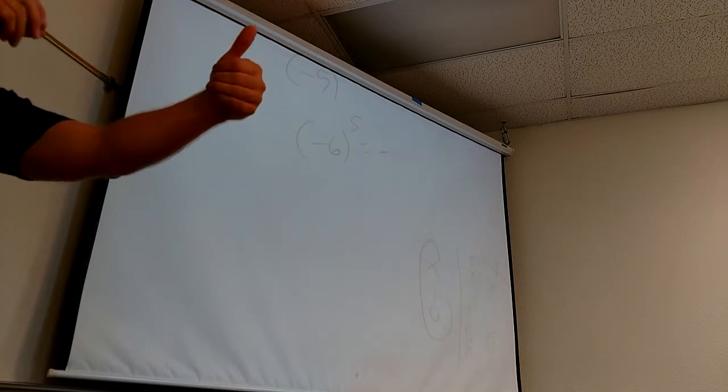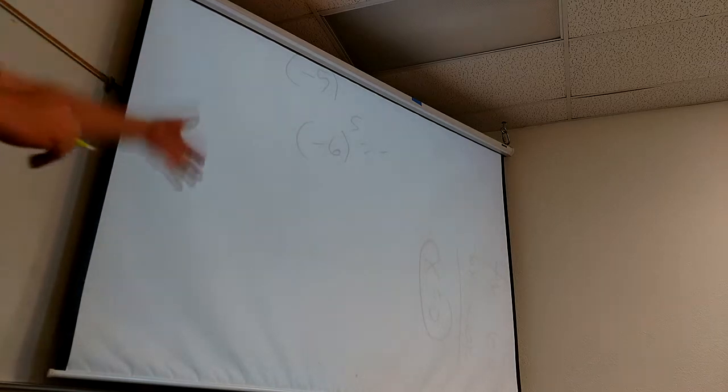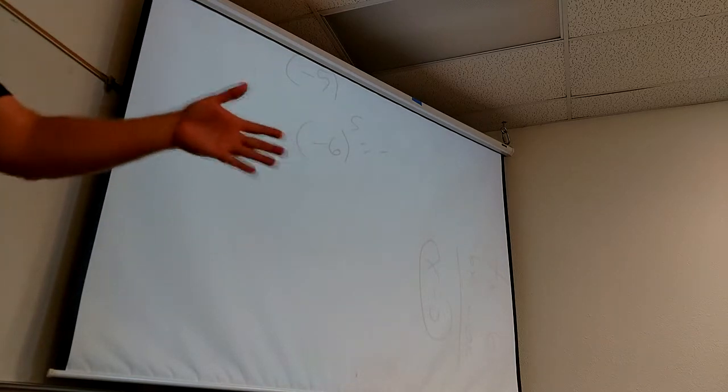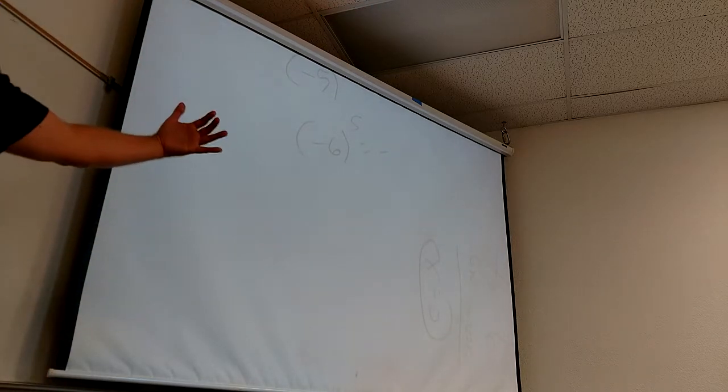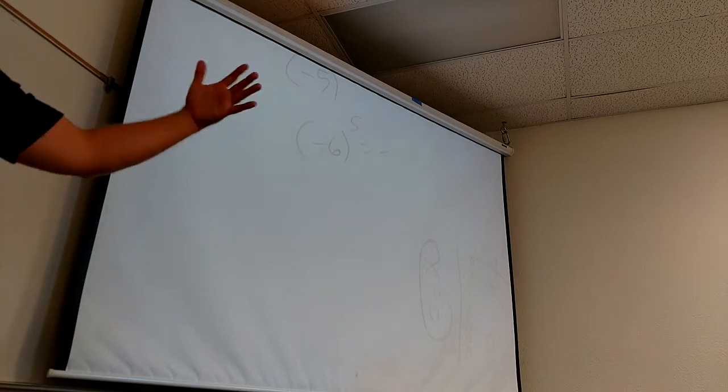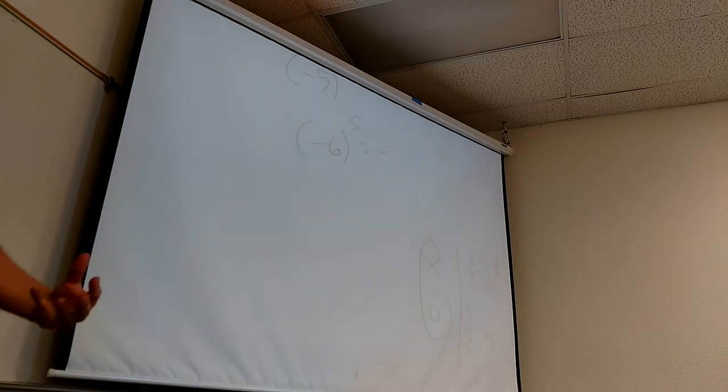Does that make sense? Negative 6 times negative 6 is positive, times negative 6 is negative, times negative 6 is positive, times negative 6 is negative. And then whatever the big number is going to be, you're going to have 6 times 6 times 6 times 6 times 6. So, is this positive or negative?